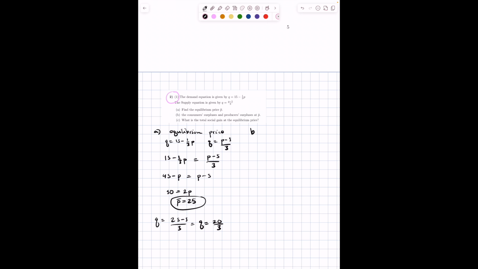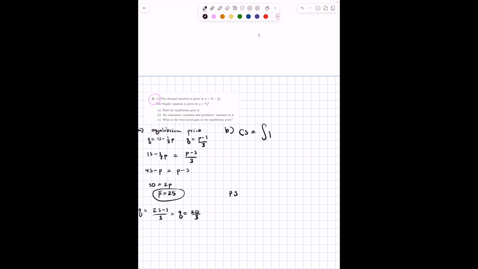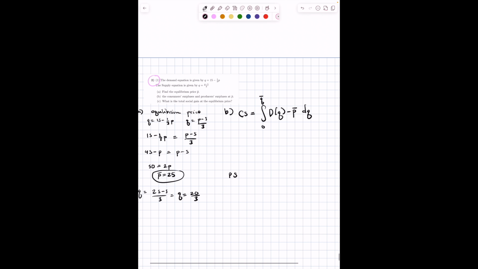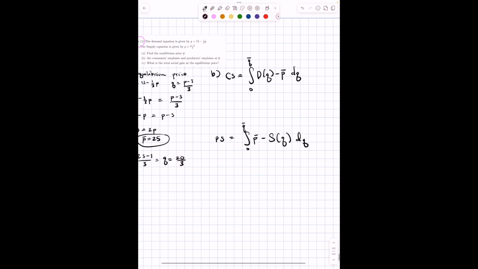Now I need to find consumer surplus and producer surplus. Consumer surplus is basically just the integral of P minus P bar dq from 0 to Q bar. And then producer surplus is the integral from 0 to Q bar of P bar minus the supply price, dq. And so we can solve these separately though.